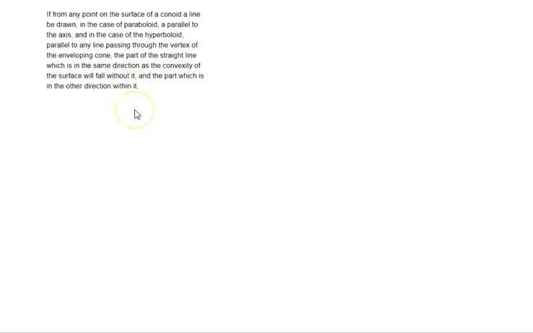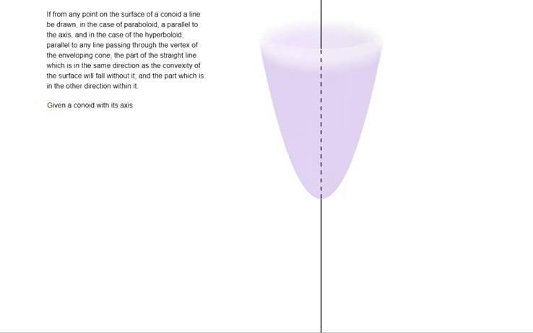This is a pretty straightforward part of the proposition, so let's look at it. Given a conoid with its axis, let's say we have this conoid and this axis, and this is the vertex. Now, remember the paraboloid and the hyperboloid. One similarity is that the hyperboloid is made up of two inverted paraboloids. So whatever is applicable here would also be applicable there.